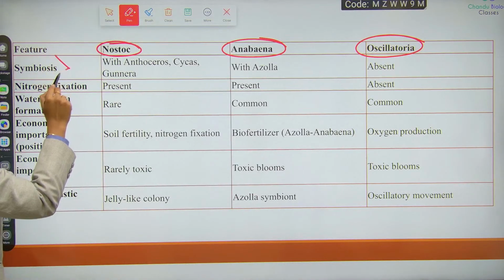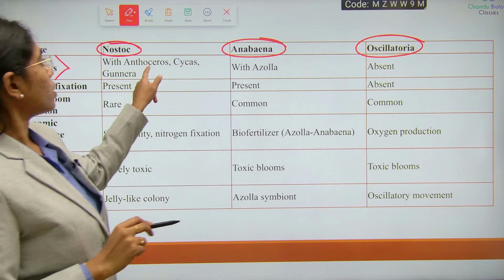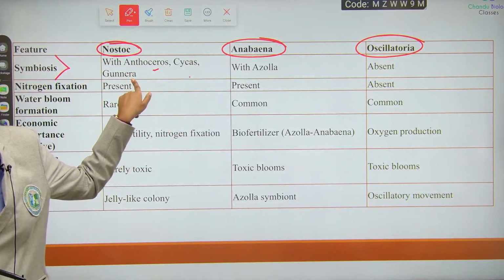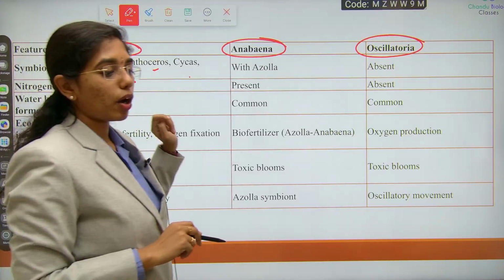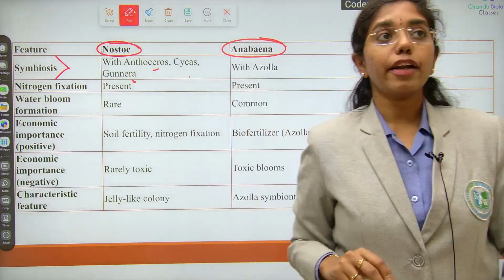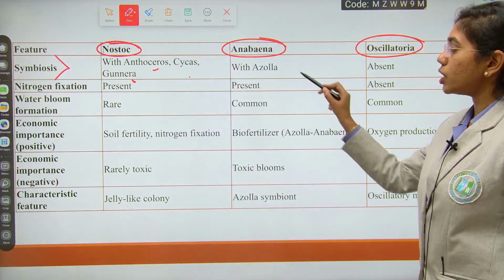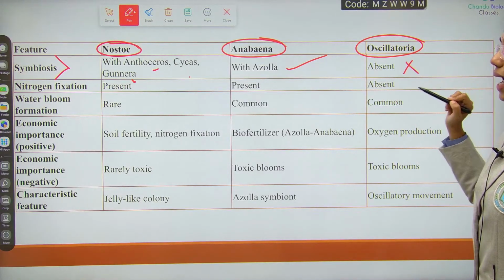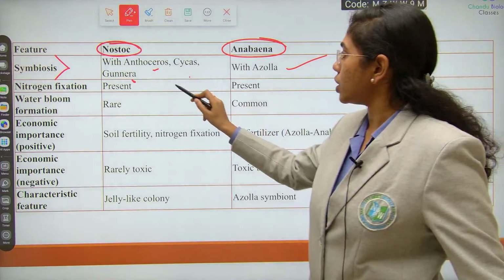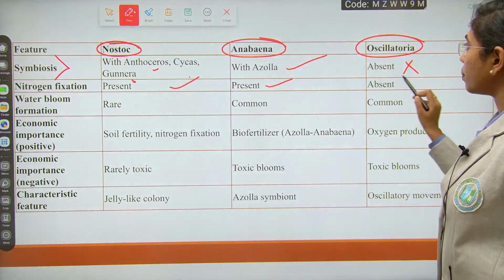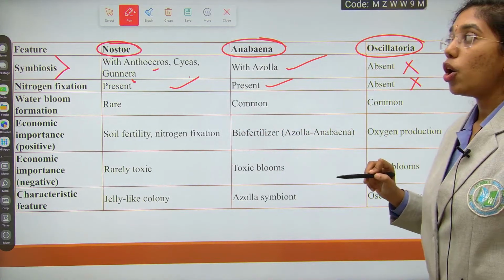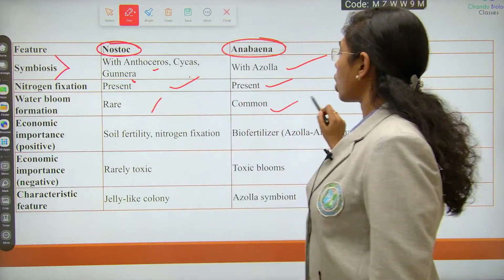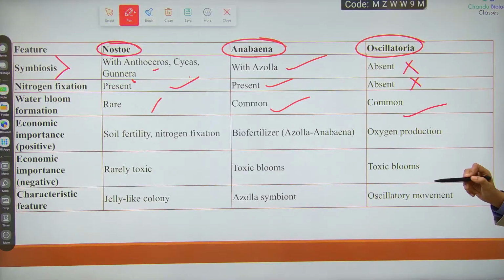First is about symbiosis. With Anthoceros and Gunnera, Nostoc shows symbiotic association and the major purpose of symbiotic association is nitrogen fixation. Next, Anabaena is associated with Azolla. Here it is absent. Nitrogen fixation is present in Nostoc and Anabaena, absent in Oscillatoria. Water bloom formation is rare in Nostoc. It is common in Anabaena and Oscillatoria.